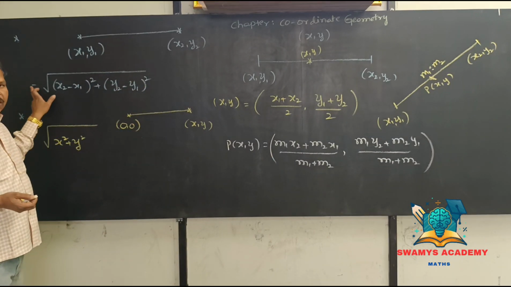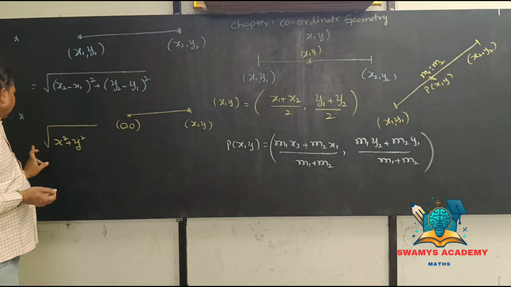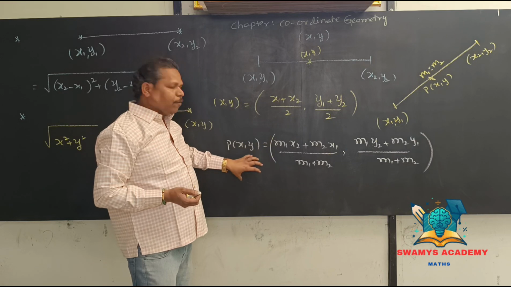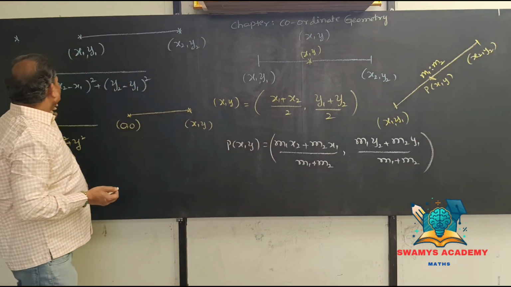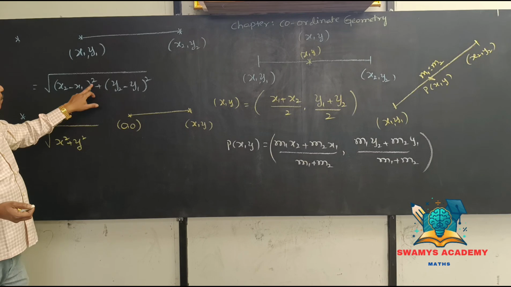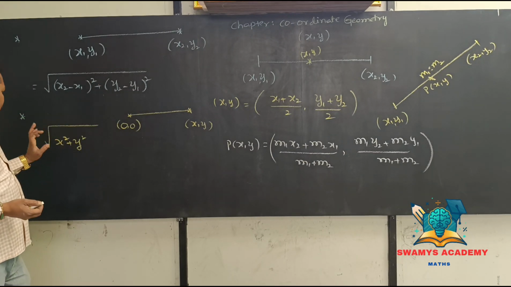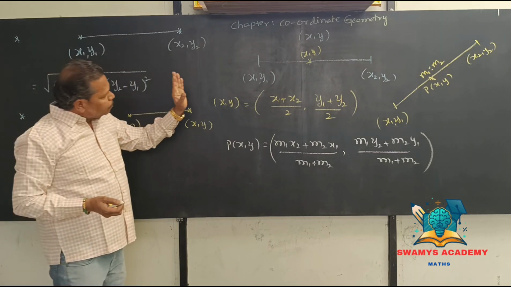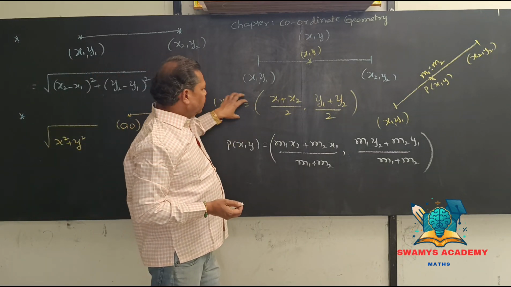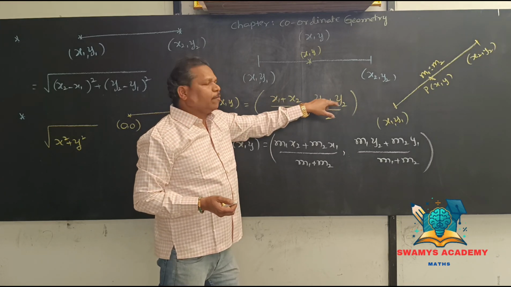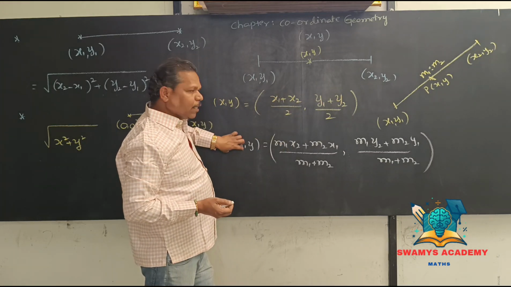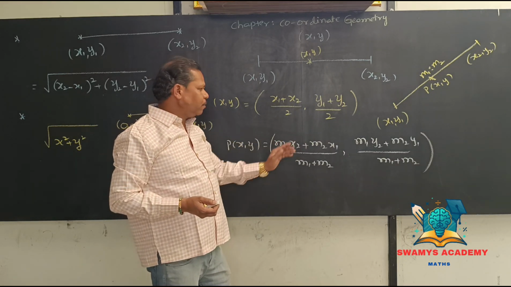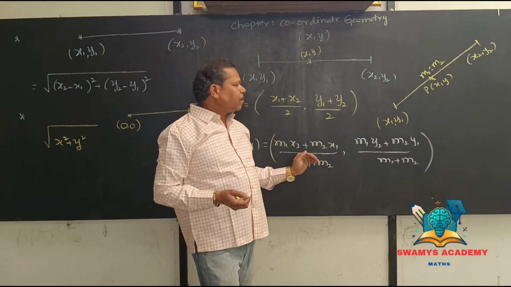Overall, we have four formulas in coordinate geometry. One is the distance between two coordinates, another is from the origin, third is the midpoint, and fourth is the section formula. The distance formula is square root of x2 minus x1 whole square plus y2 minus y1 whole square. The origin formula is square root of x square plus y square. The midpoint is x1 plus x2 by 2, comma y1 plus y2 by 2. For the given ratio, P x comma y equals m1 x2 plus m2 x1 by m1 plus m2, m1 y2 plus m2 y1 by m1 plus m2.